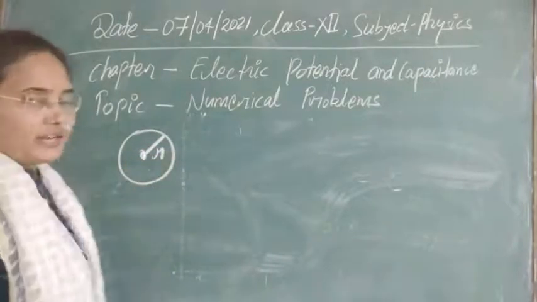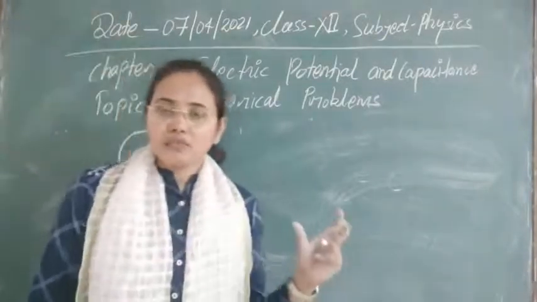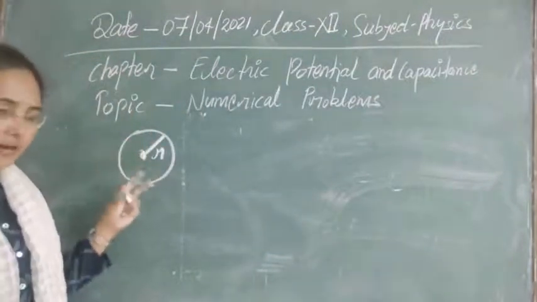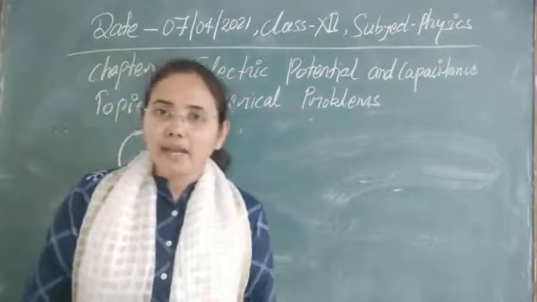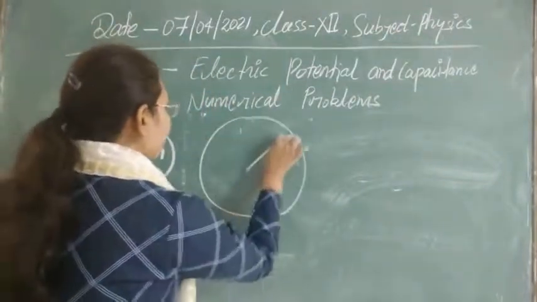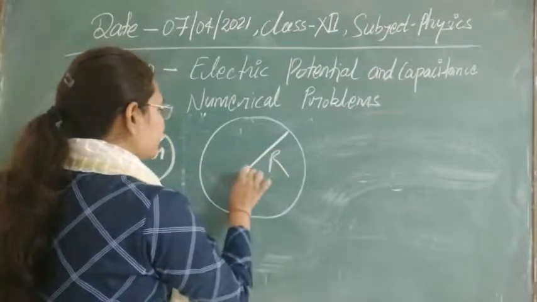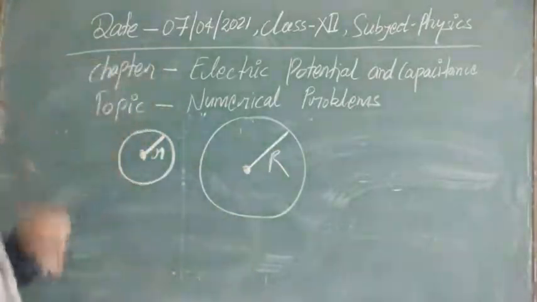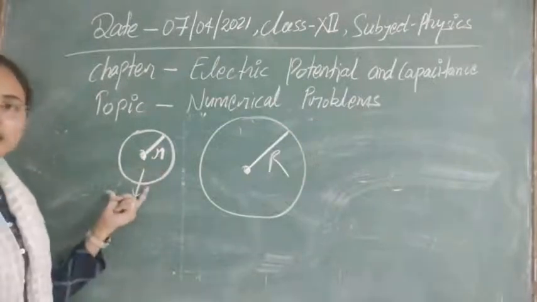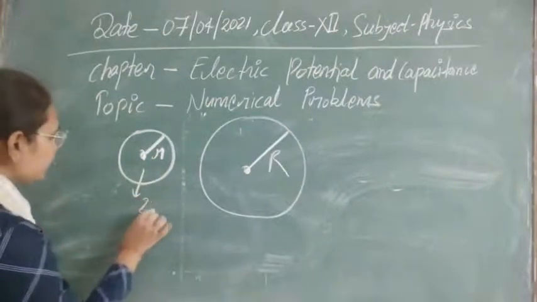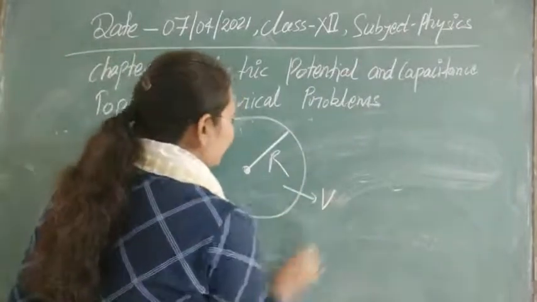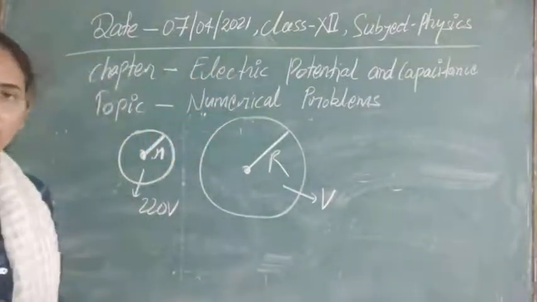Obviously drops are spherical in nature, so we have 27 small spherical drops and we are combining them to form a bigger drop. Suppose the radius of this bigger drop after combination is capital R. Then it is given that the potential on each small drop is 220 volt. Then we have to find out what will be the potential at this bigger drop.